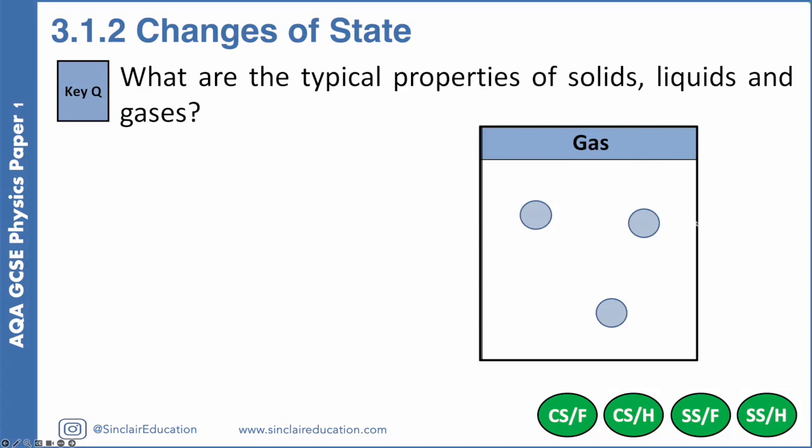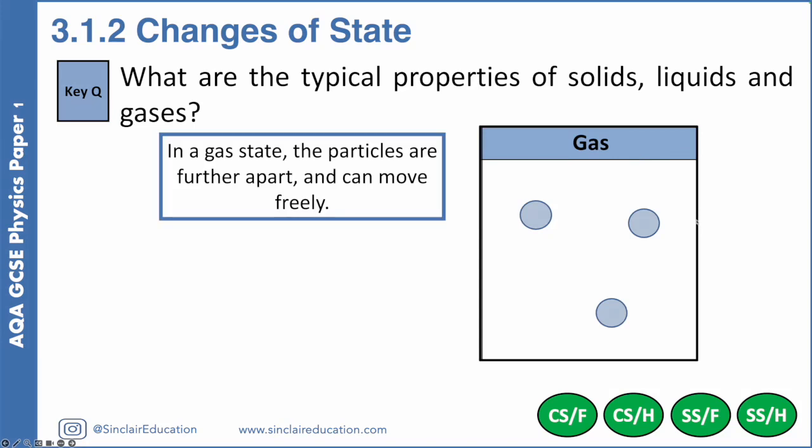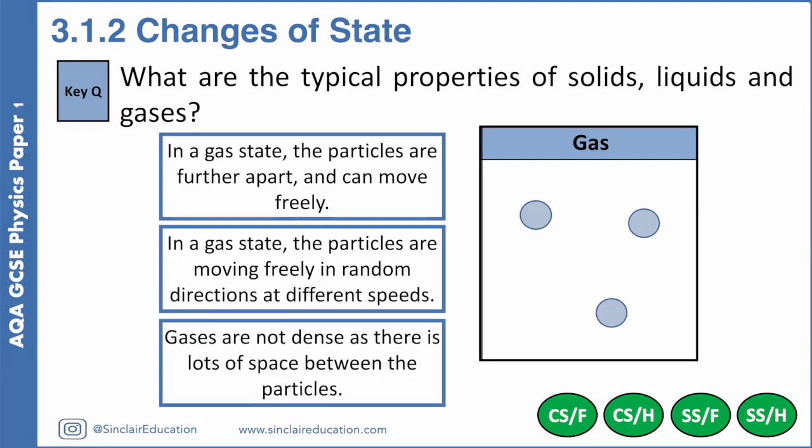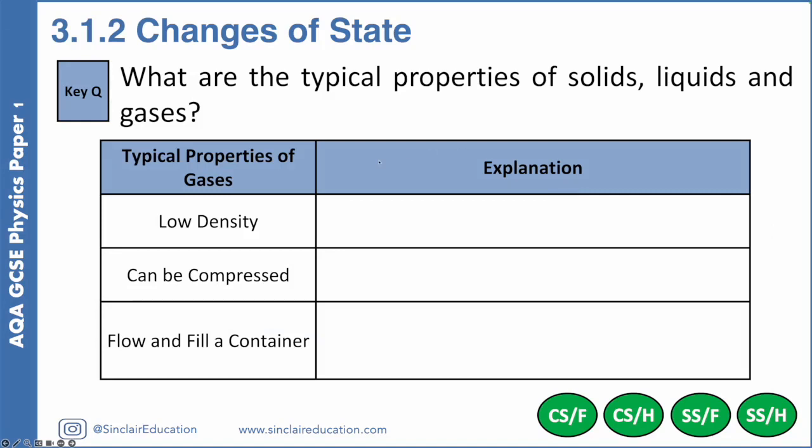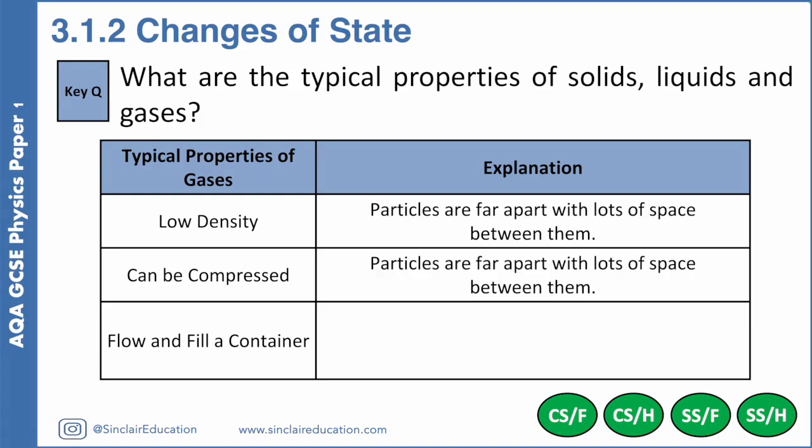By the time we get to a gas, now the particles are much further apart, moving quickly at different speeds in all different directions. Because of the fact they're now far apart, this means that gases are not dense. We've got these large spaces between them. So gases are low density because the particles are far apart with lots of space. They can be compressed also for exactly the same reason.